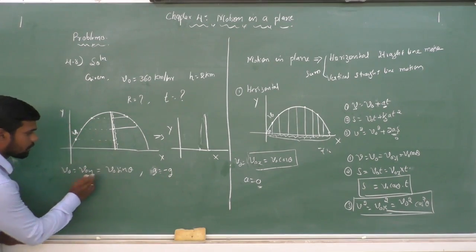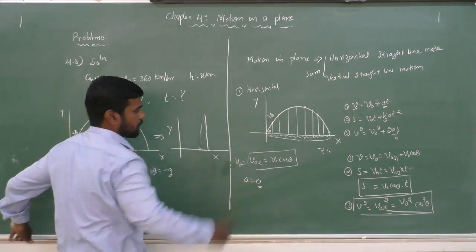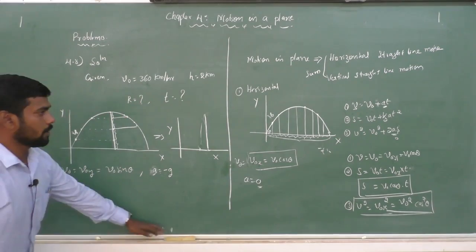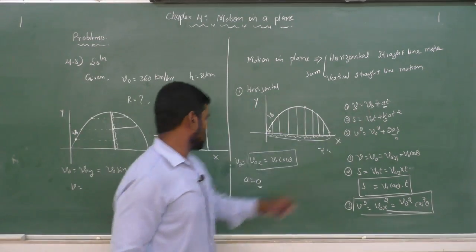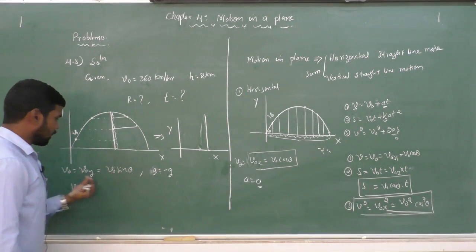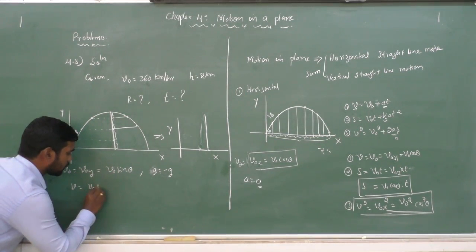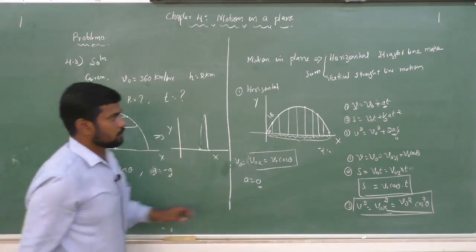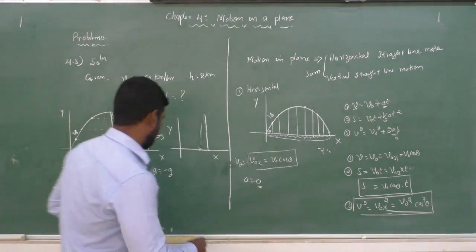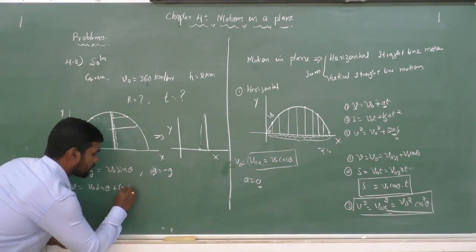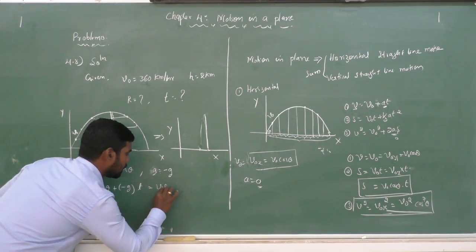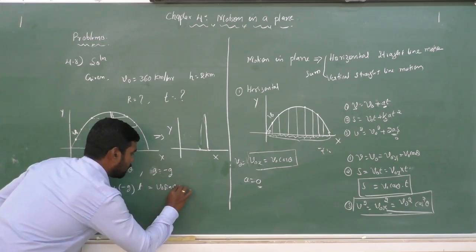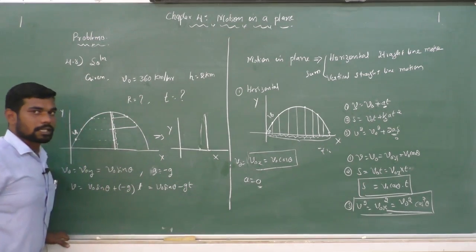Okay. Now just substitute in the same equation. What will happen? Here V naught will be V naught sin theta, plus a, and here a is minus g, into t. So this equation will be v = V naught sin theta minus gt. This is the equation of motion.